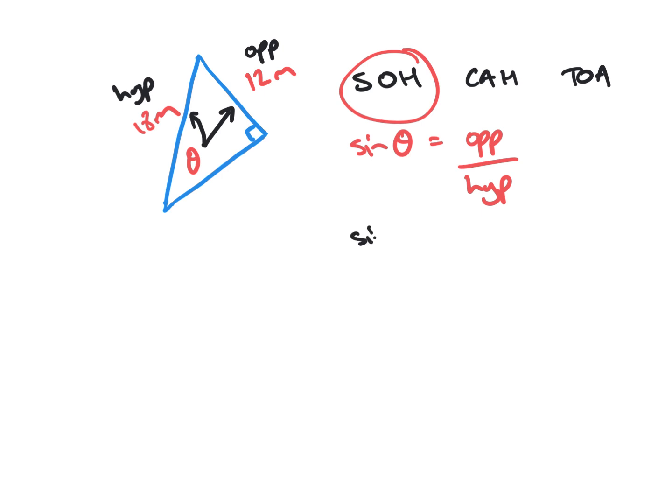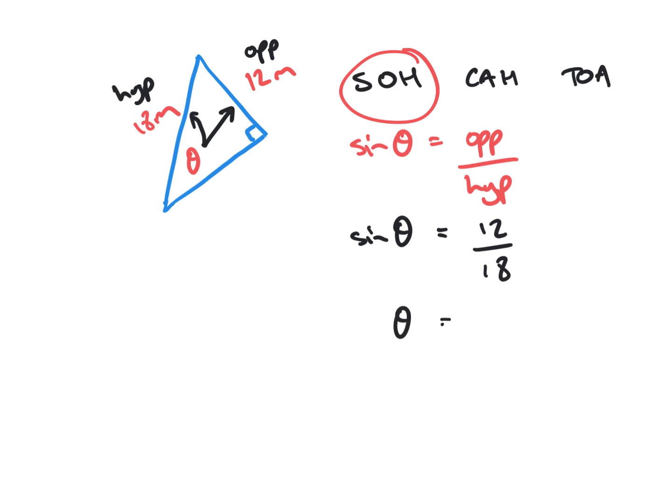So therefore we've got sine of the unknown angle, and we're calling it theta, is equal to the opposite side, which in this case is 12 divided by 18. Now we need to isolate theta, or make theta our subject. To do that, we're going to use the inverse sine operation.